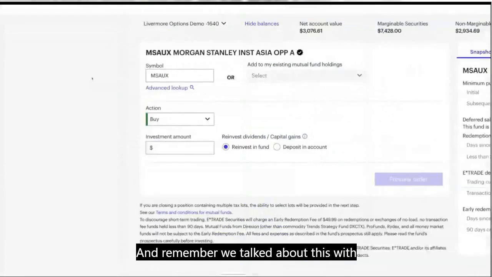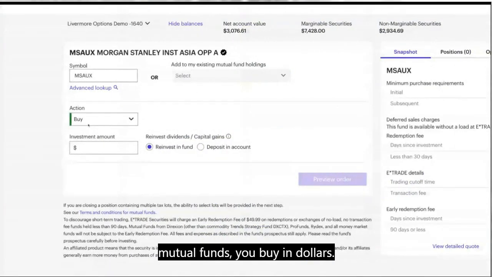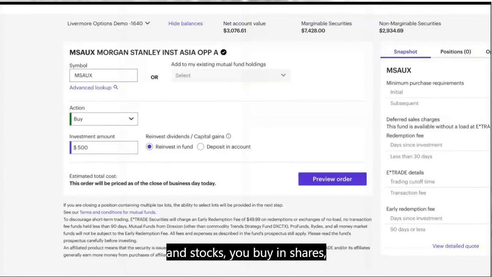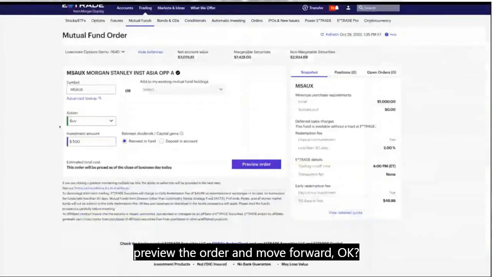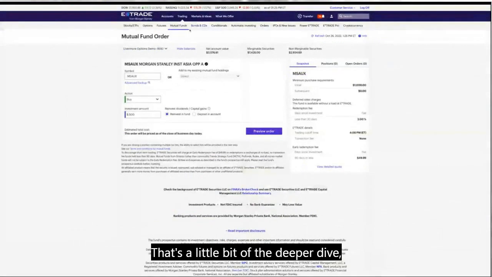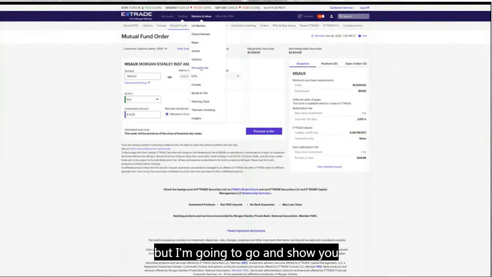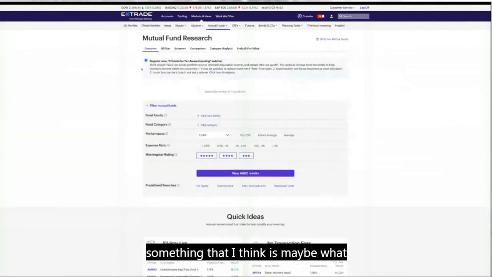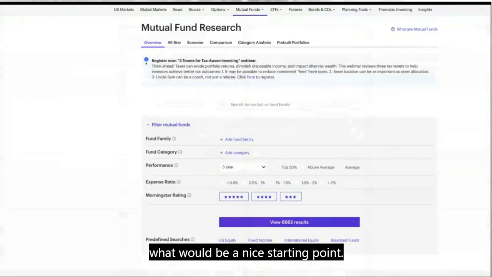And remember, we talked about this with mutual funds. You buy in dollars, whereas with exchange-traded funds and stocks, you buy in shares. But when you sell mutual funds, you'll sell in shares, and I could go and preview the order and move forward. Okay, that's a little bit of the deeper dive, but I'm going to show you something that I think is maybe what would be a nice starting point.